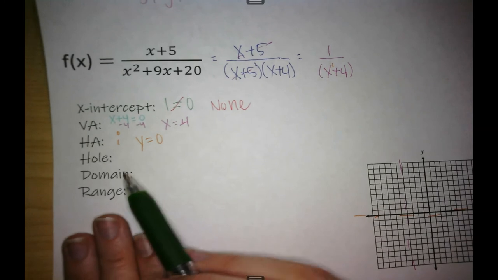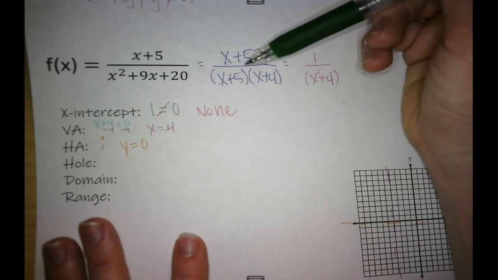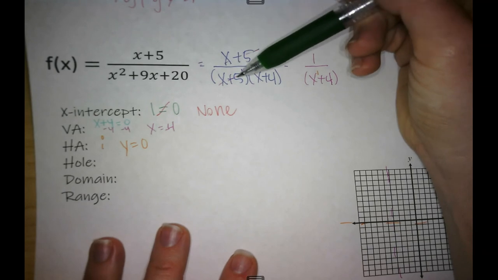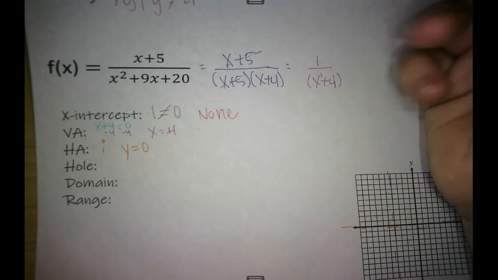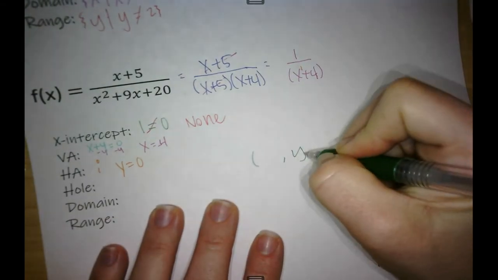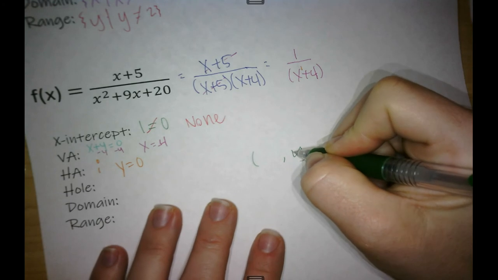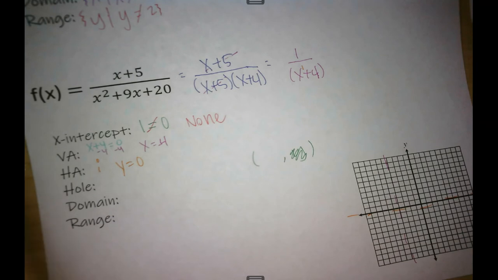Do we have a hole? So when we factored this and simplified this, we had a common factor, right? Yes. So we do have a hole, and we need to figure out where that hole is. So to find it, it's going to be at a point. So we need to find our x and y values.